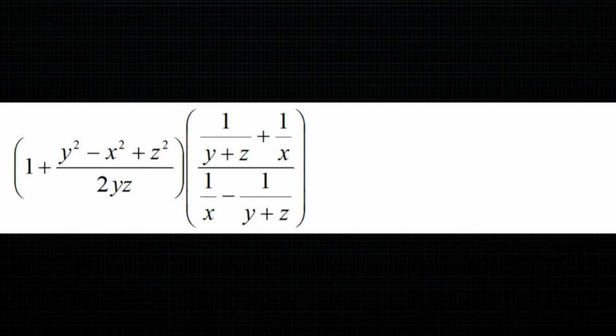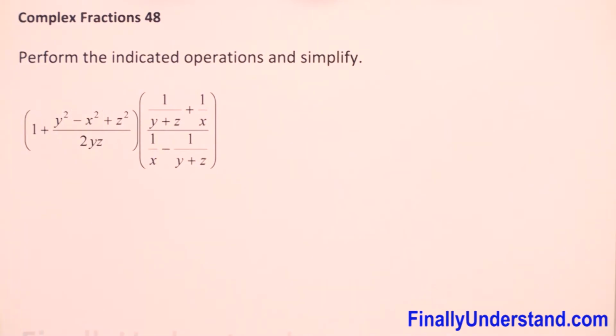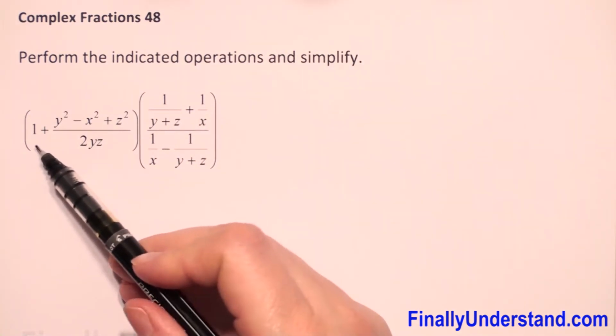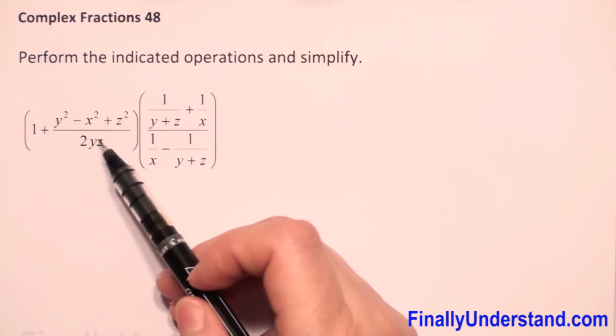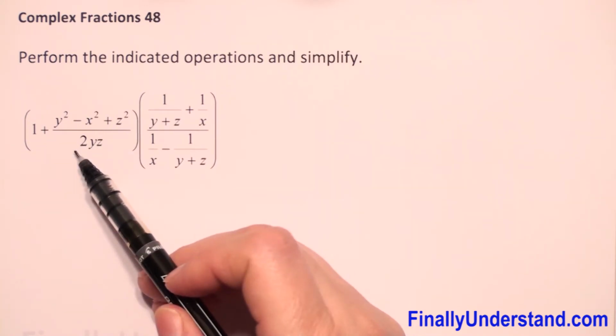We have to perform the indicated operations and simplify. First, we have to do whatever we have in parentheses. So let's see what we have first. We have 1 plus this whole algebraic fraction. To add this algebraic fraction, we need to have a common denominator.